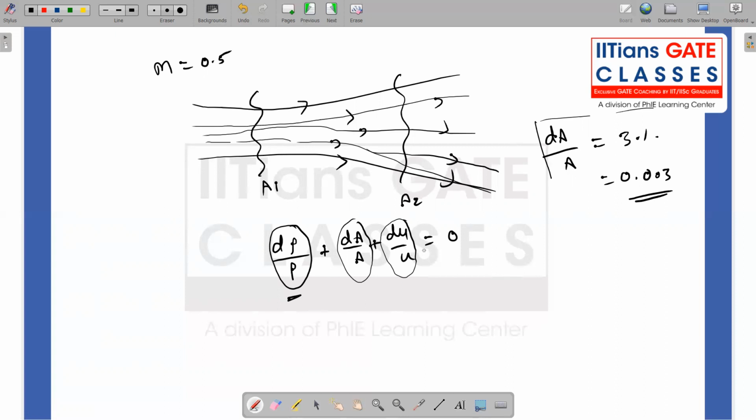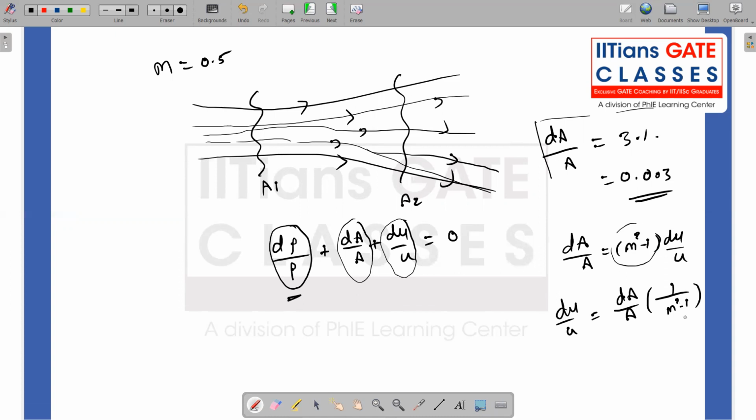So how can we do that? I have du by U and I have the area-velocity relation. That says dA by A is equal to M square minus 1 times du by U. And this is already known. M is already known. So I can easily write du by U in terms of dA by A and the known Mach number, right? So I can write du by U equal to dA by A times 1 divided by M square minus 1. Right? So now I am replacing that one over here.